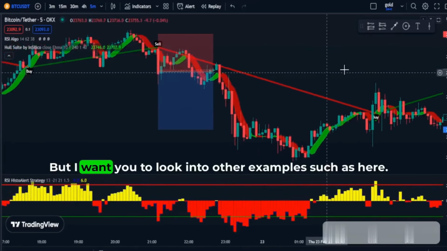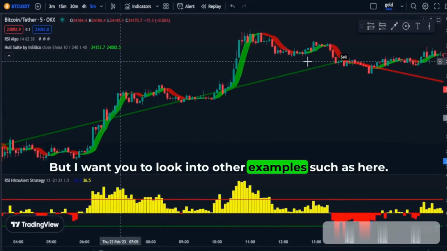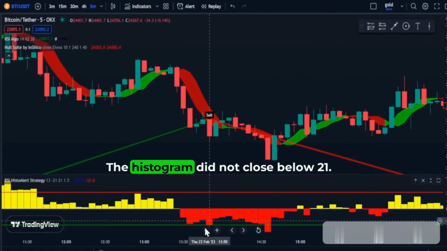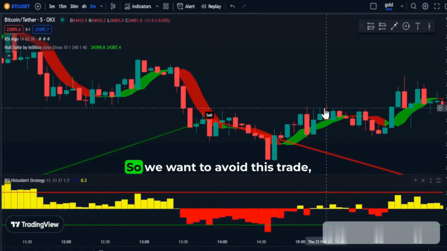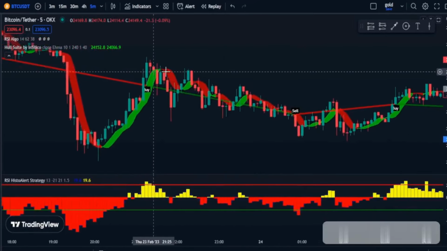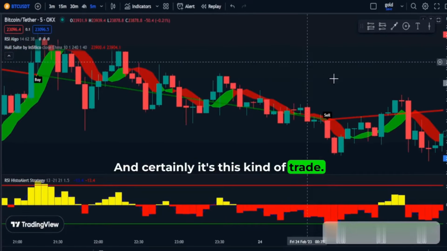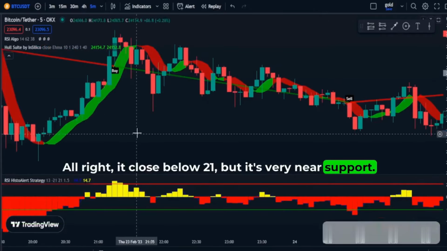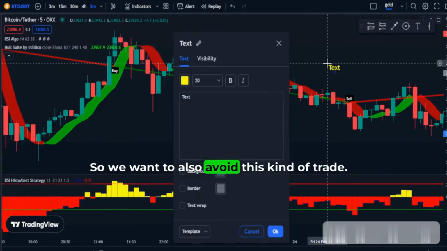Okay, but I want you to look into other examples, such as here. The histogram did not close below 21, so we want to avoid this trade, although after that it's still profitable. And thirdly is this kind of trade. Alright, it closed below 21, but it's very near support, so we want to also avoid this kind of trade.